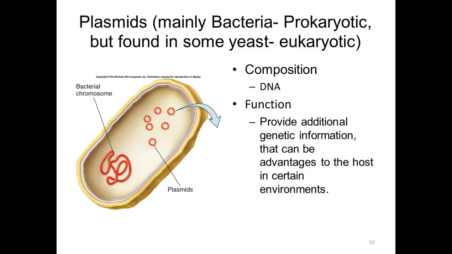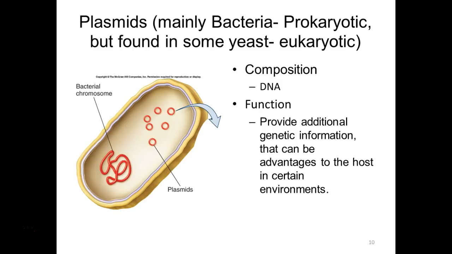So plasmids are mainly in bacteria, which we know are prokaryotic, right? But they have been found in some yeasts, which are eukaryotic. So although this is a main feature you see in bacteria, prokaryotes, it has been seen in some eukaryotes, but it's rare. What is a plasmid? Composition-wise, it's just DNA. The important thing here is that it's additional genetic information. So this is in addition to the chromosome.